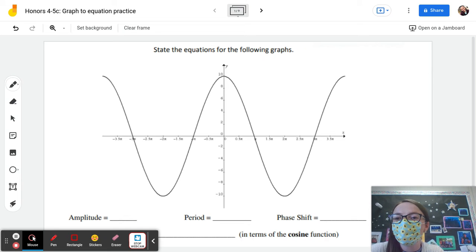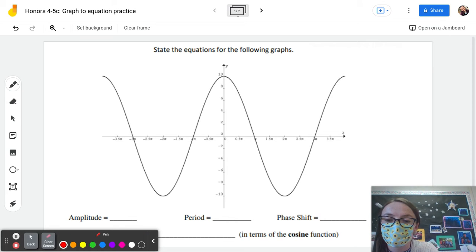Okay, so today we're going to take our thinking and reverse it in 4-5C. Today we're going to start with a graph and we're going to get to an equation. So typically we've started with an equation and gone to a graph. This time we're going to reverse it.